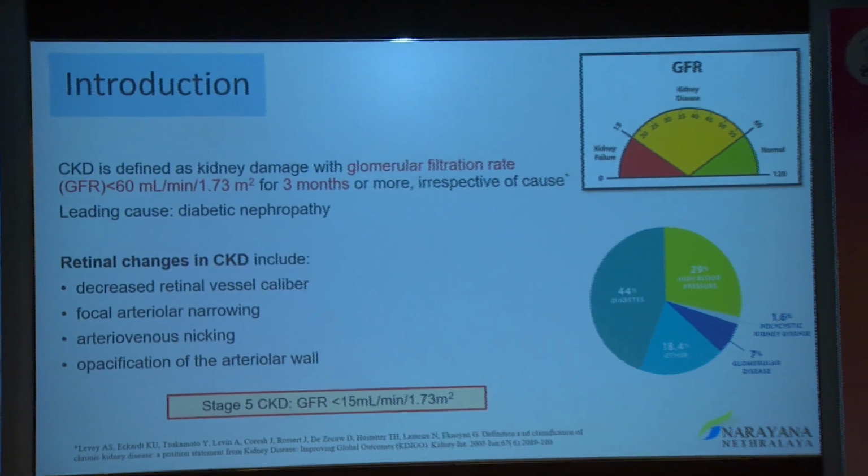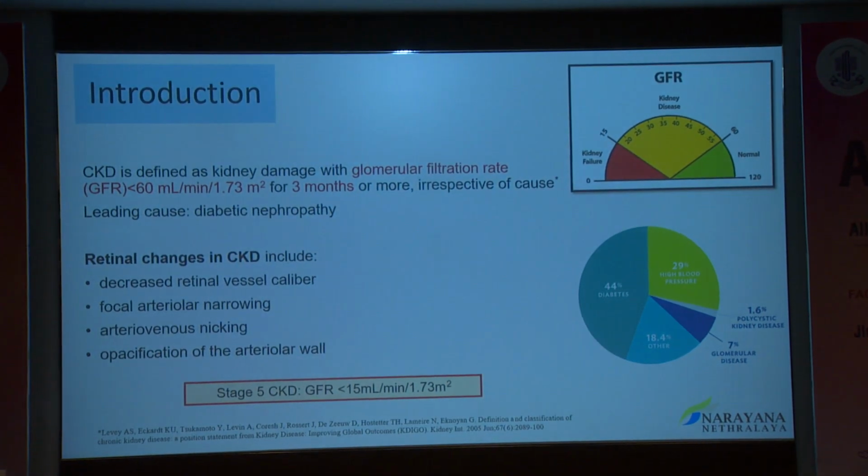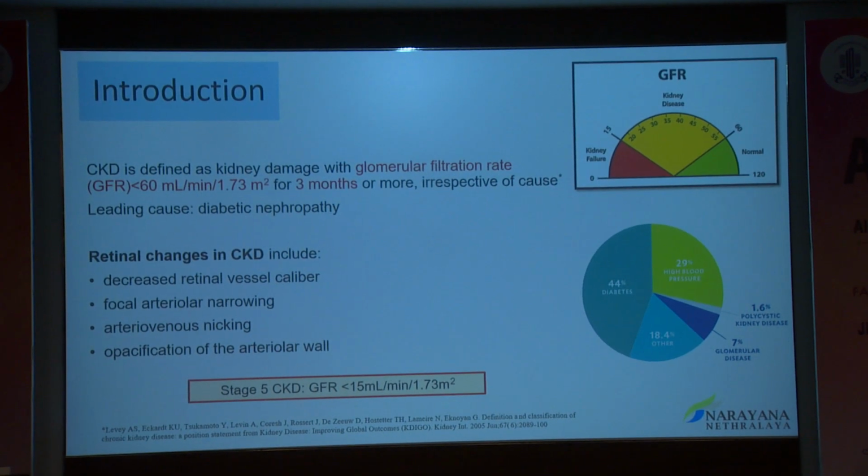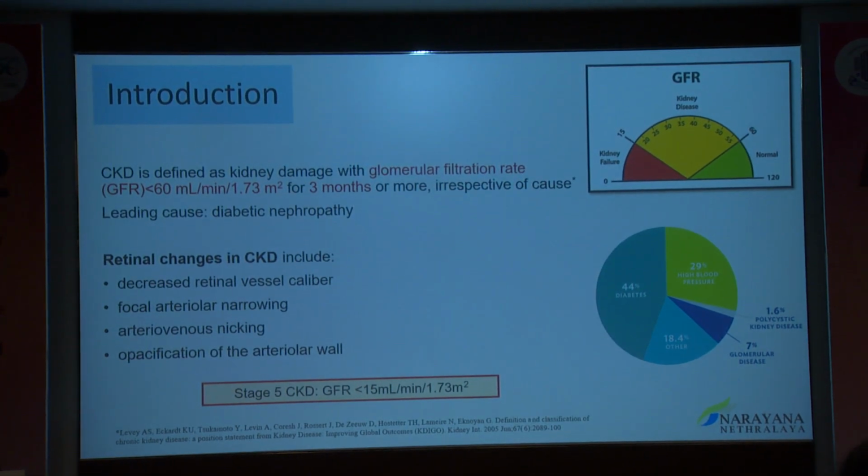The leading cause of CKD in India is diabetic nephropathy. The retinal changes in CKD include decreased retinal vessel caliber, focal arteriolar narrowing, AV nicking, and opacification of the arteriolar wall. These changes are expected in hypertensive retinopathy, and most patients of CKD have hypertensive retinopathy. Stage 5 CKD, as per the KDIGO classification, is defined as GFR less than 15 milliliters per minute.